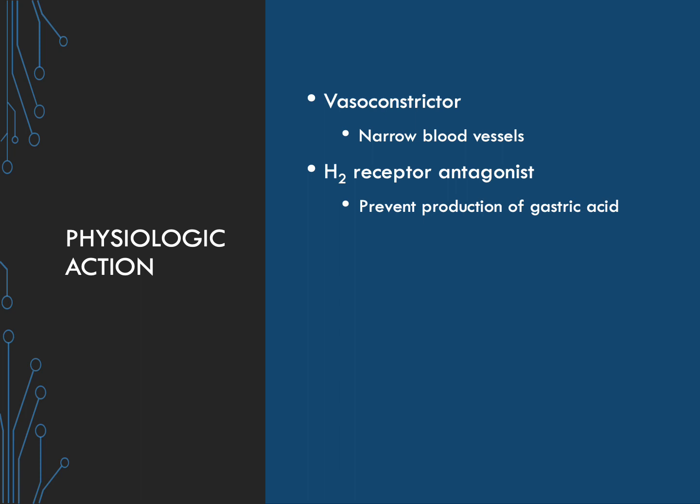Similarly, H2 receptor antagonist. Remember, an antagonist opposes something. And so an H2 receptor antagonist prevents or opposes the production of gastric acid. So these are just a couple examples. Again, be sure that you familiarize yourself with the rest of them in table 1.2.